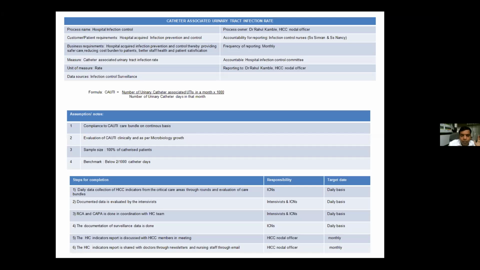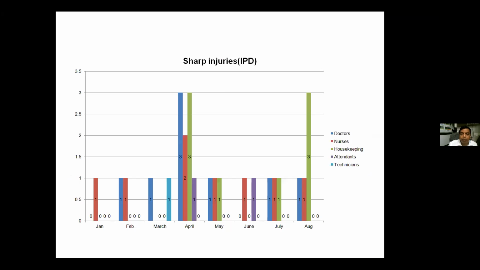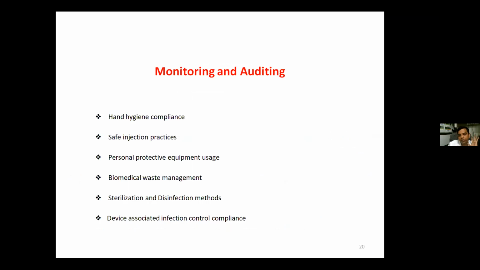We should have a proper standard operating procedure identified in our manual for the prevention and control of such healthcare associated infections. Then we should monitor other measures, apart from the device-related infection, such as sharp injuries or splashes. We should see which other people are getting affected, say doctors or housekeeping, then identify the root cause and immediately implement the appropriate infection control measures. Monitoring and auditing should be done.